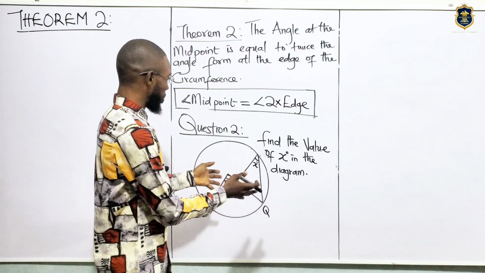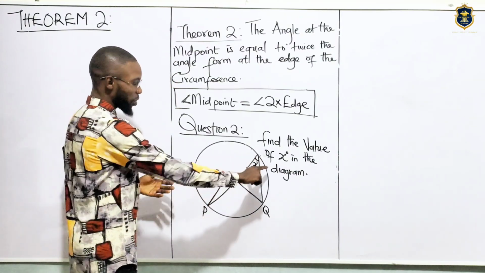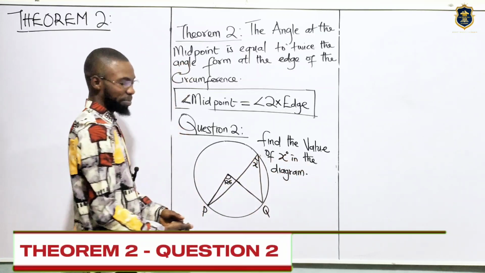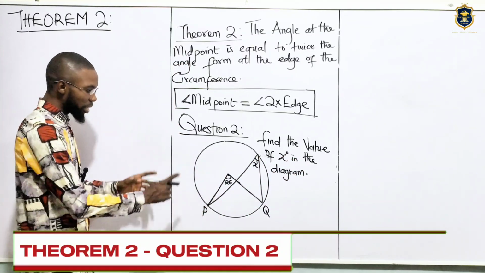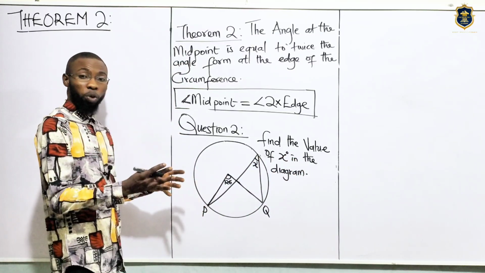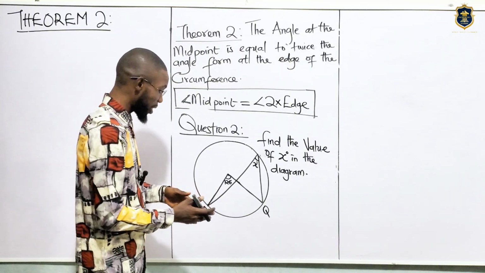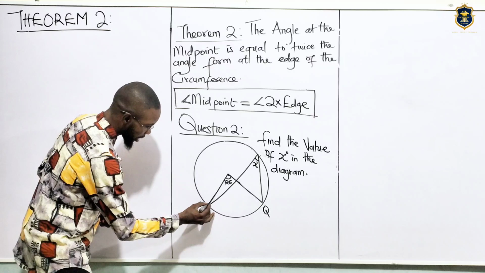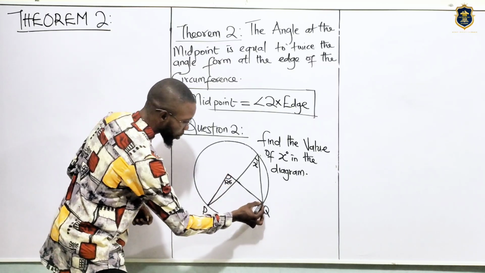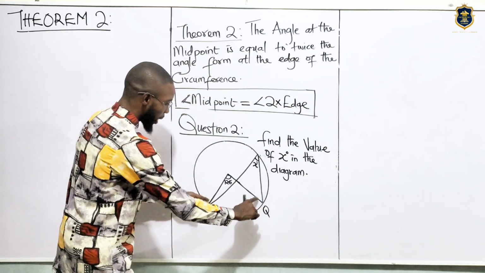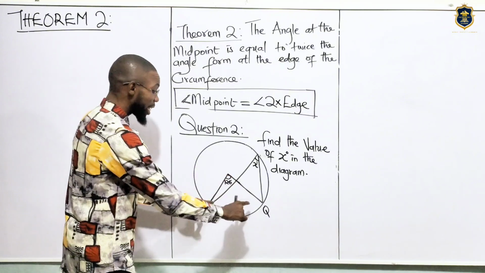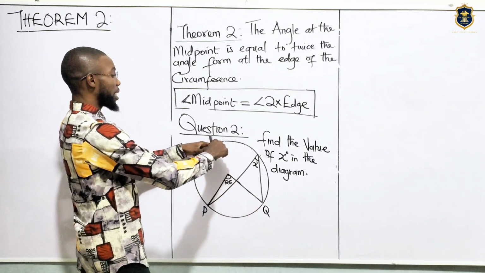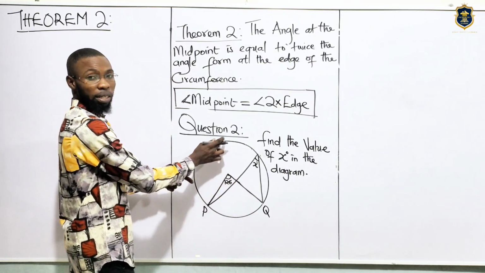Okay guys, let's look at question number 2 on the board. It says find the value of x degrees in the diagram below. Look at this diagram now. In this question, 2 theorems are forming here. If you just observe, there is a radius here and there is a radius here. If 2 radii are forming at the midpoint, there have to be 2 chords forming here for us to get an angle here, right?